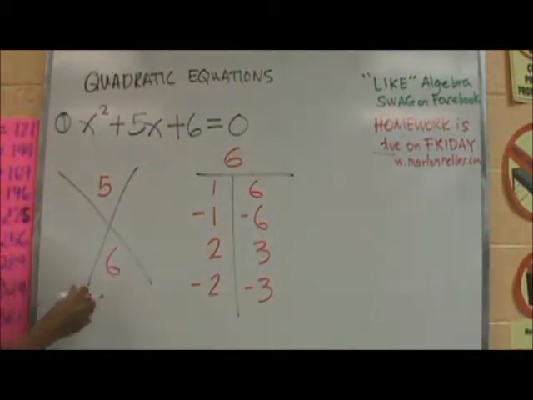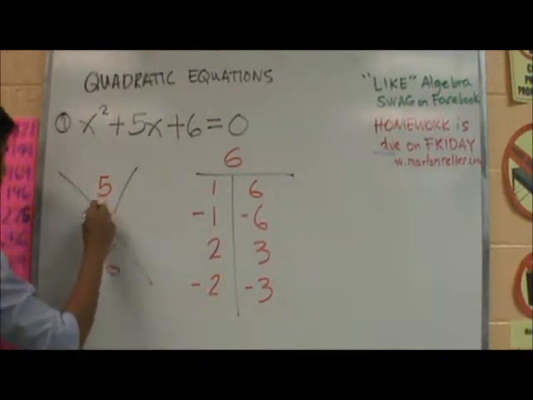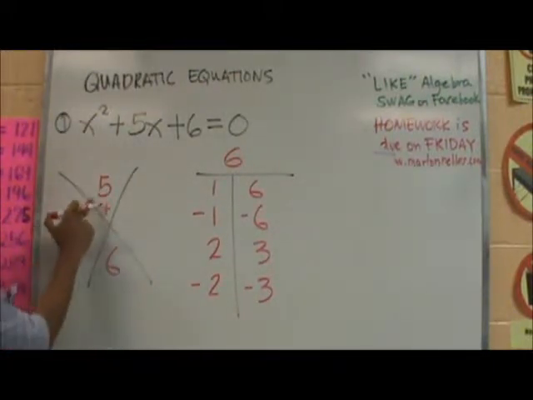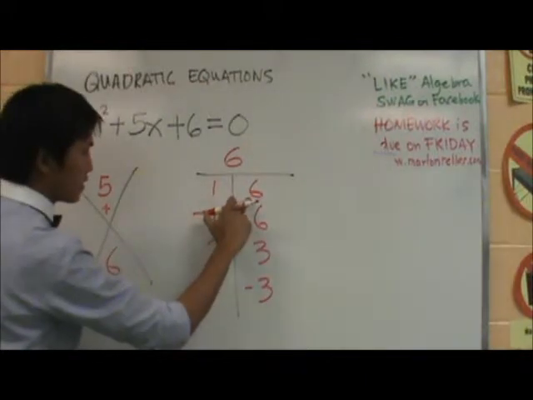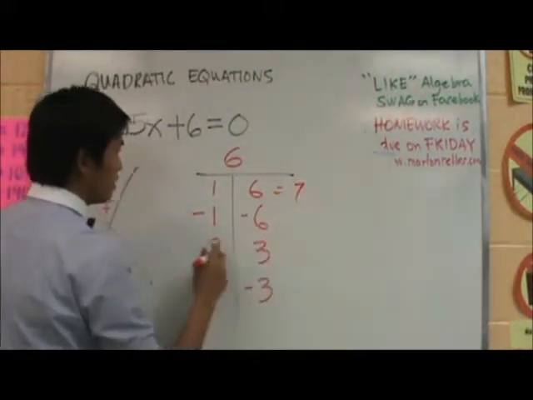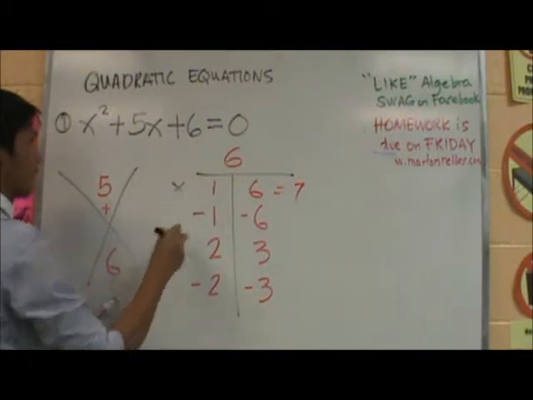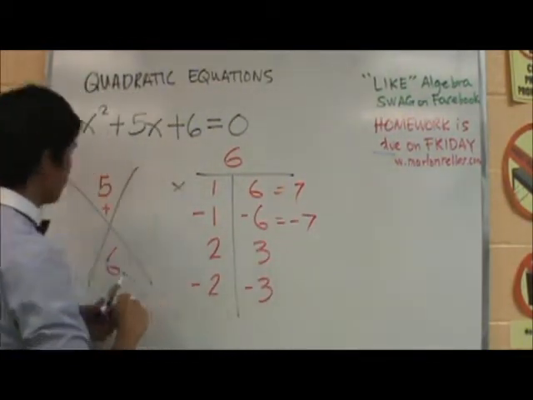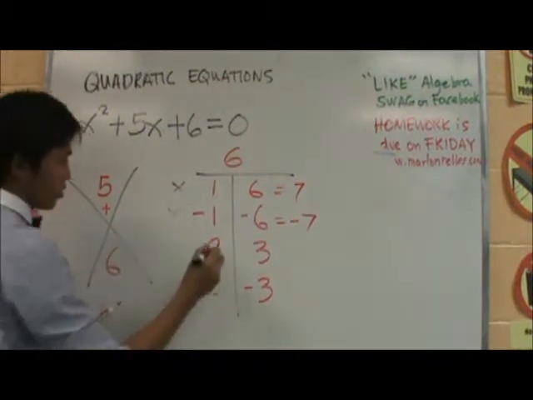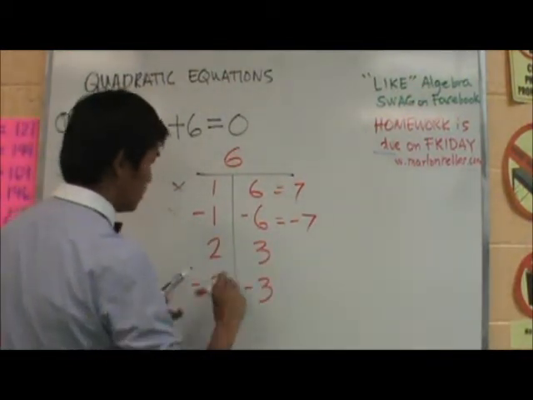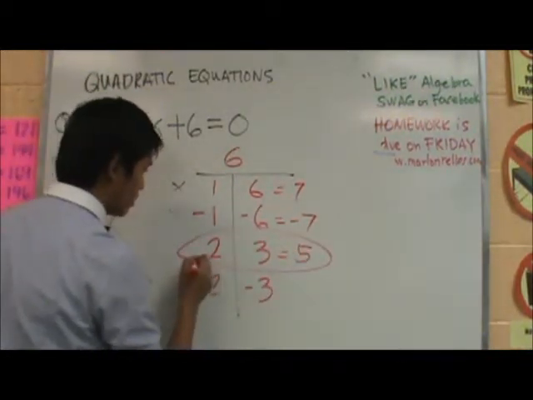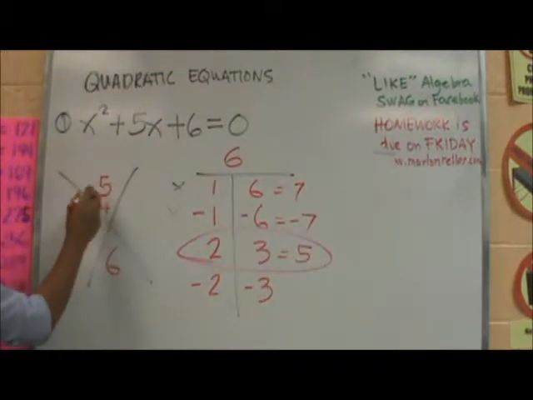Now, the question is, which pair here will give you a sum of 5? Okay, let's see. 1 plus 6 gives you 7, so definitely not. Negative 1 plus negative 6 will give you negative 7. Nope. 2 plus 3 is equal to 5. Again, 2 plus 3 will give you 5, and that is what we're looking for.